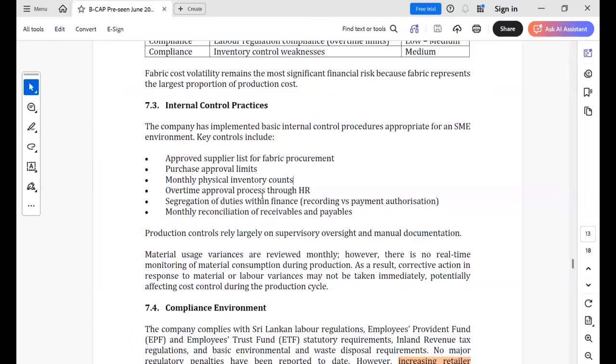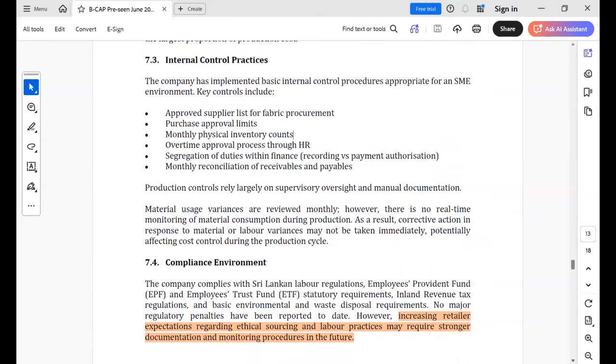And segregation of duty within the finance department, of course, is okay. And monthly reconciliation of receivable and payable can be accepted. Production control relies largely on supervisory oversight and manual documentation, which is not acceptable. There must be an automated system, right? No ERP system, right? So then material usage, everything, you have to monitor on a daily basis with the variances.